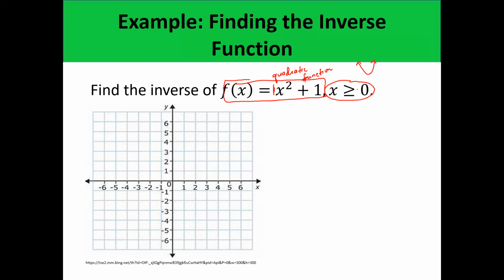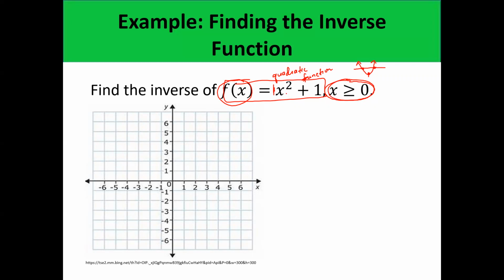parabola that opens upward. However, since we're talking about inverse functions, in order for the inverse function to exist, the given function f must be a one-to-one function. But since its graph is a parabola, it doesn't satisfy the horizontal line test. So it's not a one-to-one function. Okay? So that's why we need to cut the parabola along its vertex in order to make this quadratic function a one-to-one function. So that's why we only consider x values that are greater than or equal to 0.